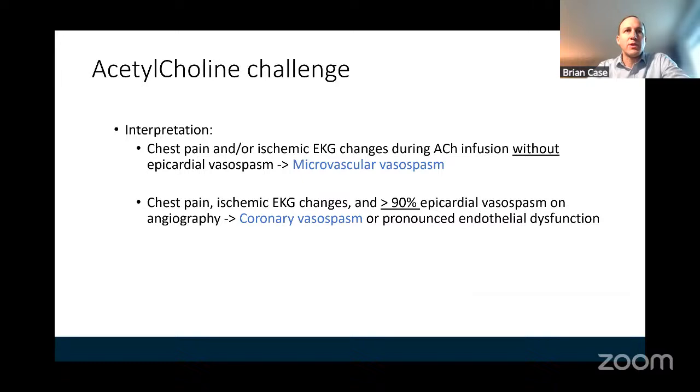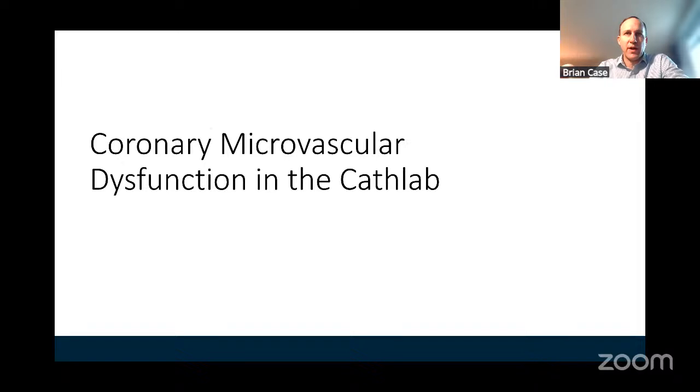So how do we interpret acetylcholine challenge as a whole? Chest pain and/or ischemic EKG changes during acetylcholine infusion without epicardial vasospasm, you're dealing with microvascular spasm. Chest pain, ischemic EKG changes, and luminal narrowing, certainly 90%, sometimes 70%, that's coronary vasospasm. So that's acetylcholine provocative testing.